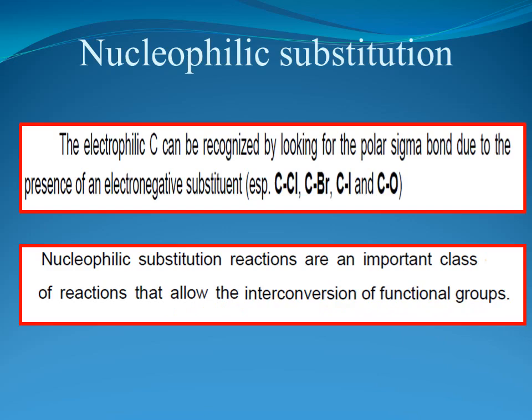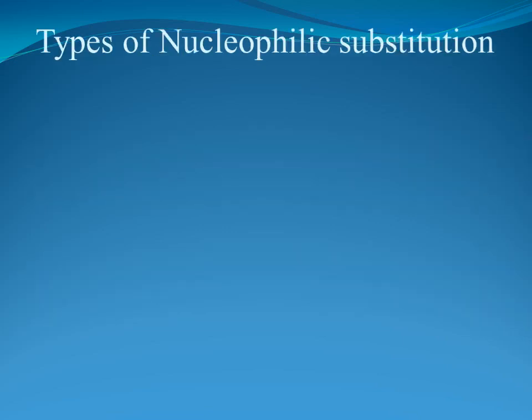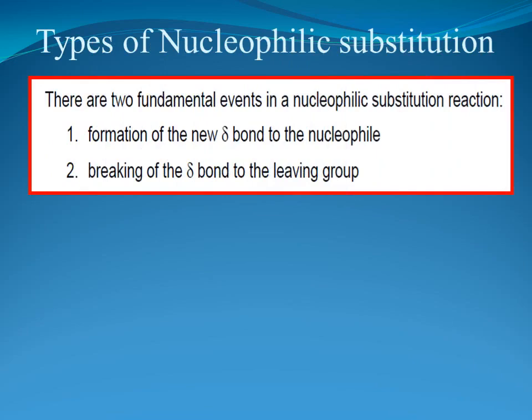Students, there are two types of nucleophilic substitution reactions, and there are two events that take place in a nucleophilic substitution reaction. The first one is the formation of a new sigma bond to the nucleophile. The nucleophile is going to make a bond with the electrophilic carbon atom, and that bond is a sigma bond. So a new bond is going to form. The second event is the breaking of a sigma bond. Now which bond is going to be broken? The bond between the carbon and the leaving group is going to break.